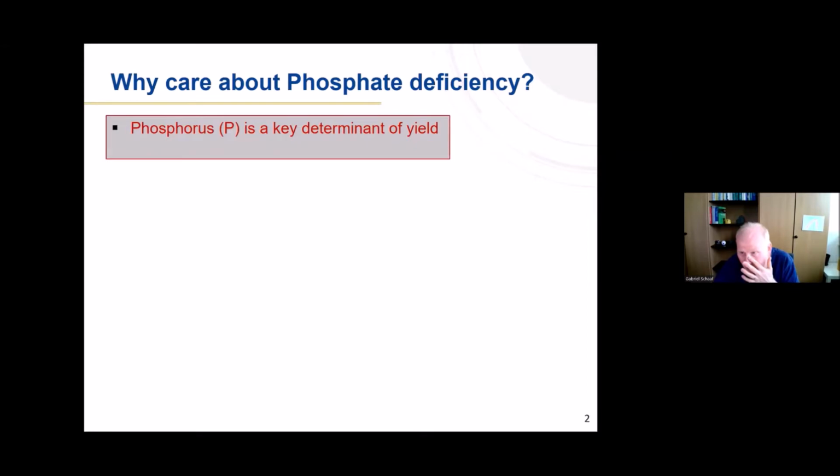Okay, so first of all, why do we actually care about phosphate deficiency? There's a number of reasons that I want to give to you here so that you appreciate why this is actually quite important. First of all, phosphorus is one of 14 essential mineral nutrients and is a key determinant of yield. Second, soil P is generally not very plant available.